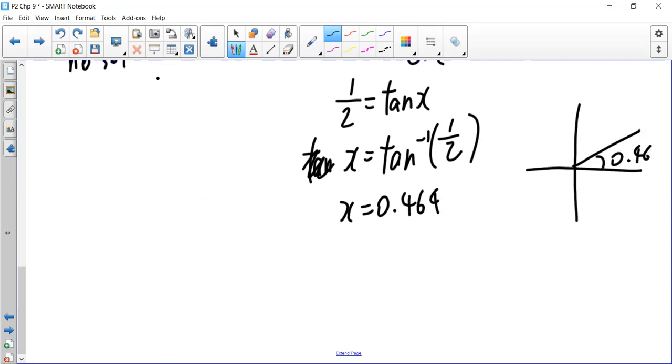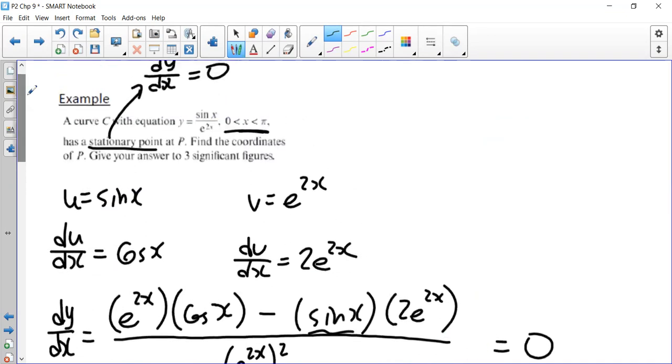0.464. The other answer for 10 is here, but only from 0 to pi. Therefore, this is not required. So x equals 0.464, but we also need the coordinates. To find the coordinates, we need the y value. So for the y value, we're going to sub into the y equation.